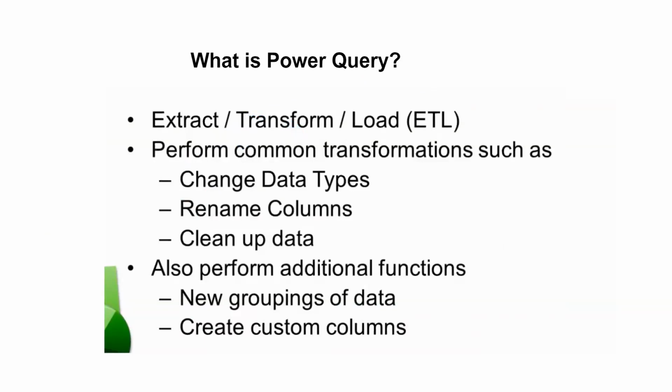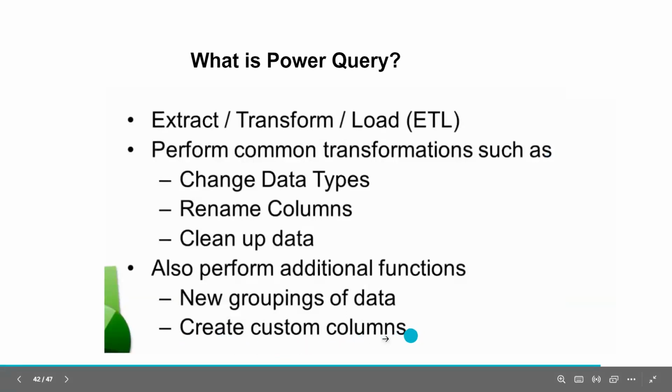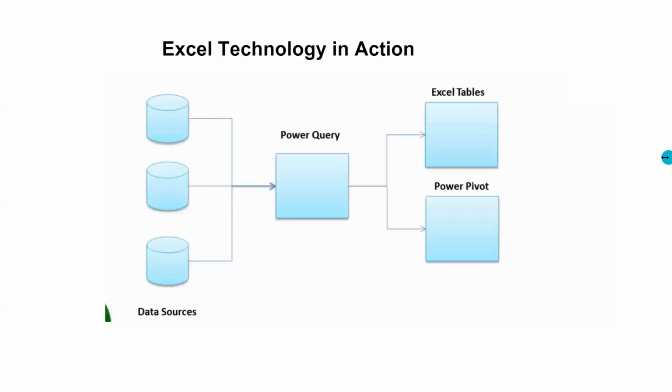Just a few more functions that Power Query does for us. We've already established that we do extract, transform, load, ETL. Then we perform common transformations, such as changing the data type, renaming columns, cleaning up data, grouping data if we need to group, creating custom columns, and a lot more functions than what we have here. The more we use it, the more problems we come across, the more of the functions we'll start to use. This is still, it says, Excel in action.